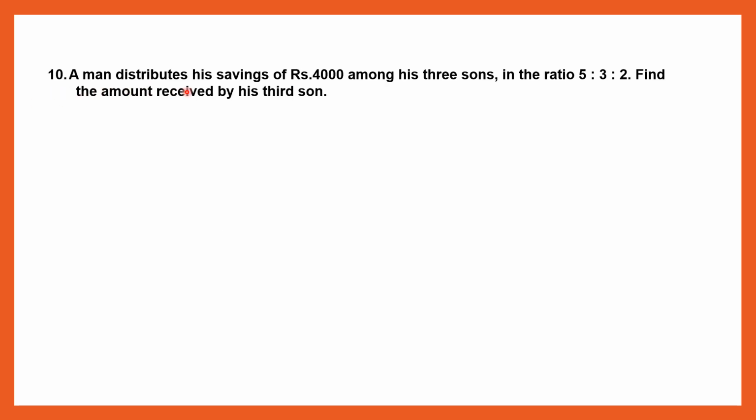Question 10. A man distributes his savings of 4,000 rupees among his three sons in the ratio 5 is to 3 is to 2. Find the amount received by his third son. Okay, so let's begin by saying a man's savings. So what is his savings? 4,000 rupees. Then given ratio is 5 is to 3 is to 2. He's divided his money among his three sons in this ratio. So given ratio is 5 is to 3 is to 2.